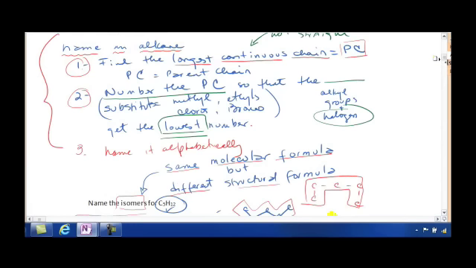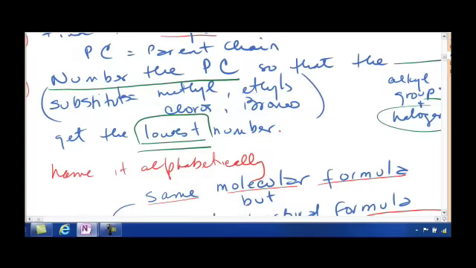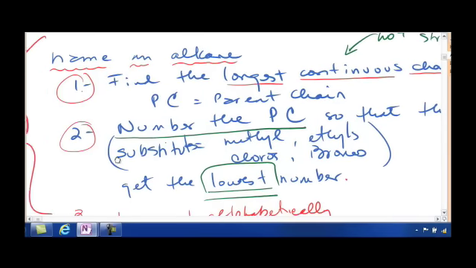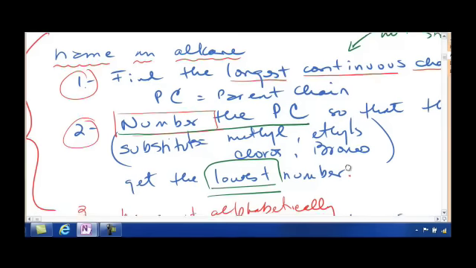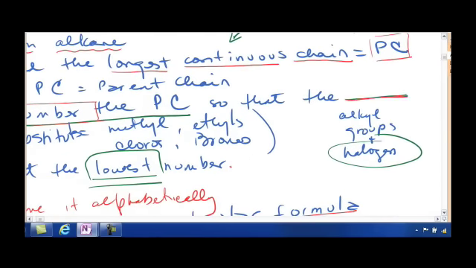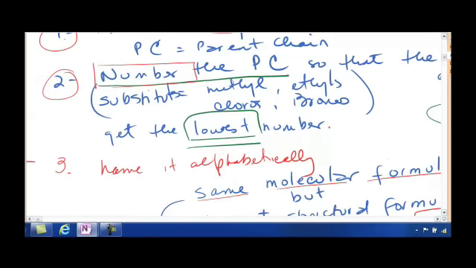Name the alkane. Okay, so make an index card, and the very first thing you're going to do is find the longest continuous chain, the PC. And the second thing you're going to do is number the PC, so that the substituents, and we put a blank, get the lowest numbers. Because sometimes we only have alkyl groups, methyls and ethyls. Sometimes we're going to have halogens. Today we're going to have double bonds and triple bonds, and they need to get priority. And number 3, after everything's done, you go alphabetically. A, B, C, D, E, F, G.